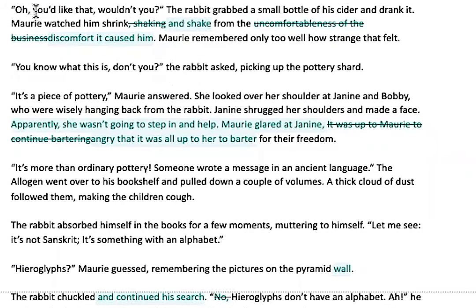You get down to this paragraph. "Oh, you'd like that, wouldn't you?" The rabbit grabbed a small bottle of his cider and drank it. Mari watched him shrink.